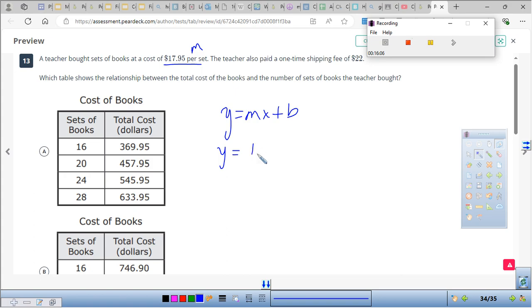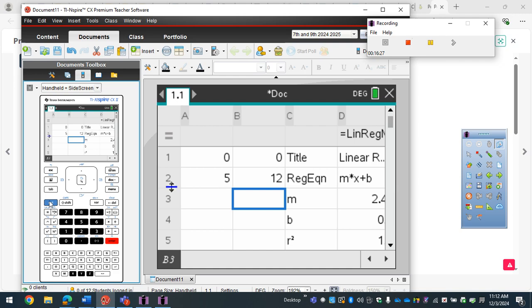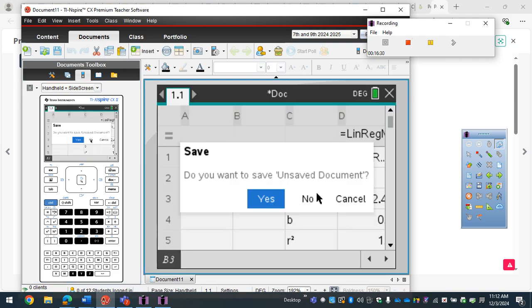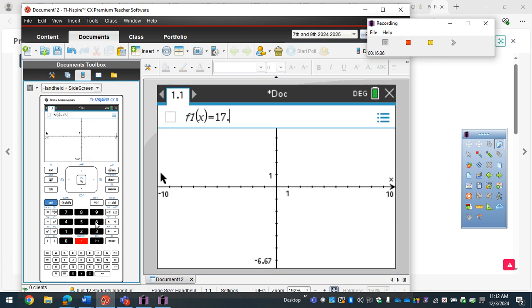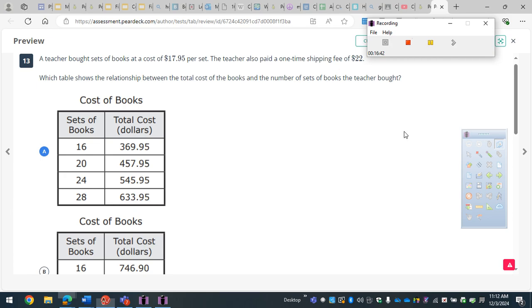We already know that y is equal to 17.95x. And also, the b part is the plus or minus thing. And a shipping fee of 22, so plus 22. So I'm going to look for these answers by using the calculator again, so 17.95x, and then using Control T. So I'm going to go to new document. I always like to start a new document. I don't like to mess around and have too many things going on. 17.95x plus 22.